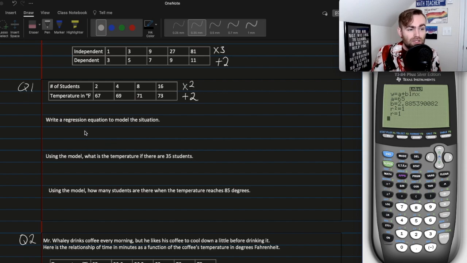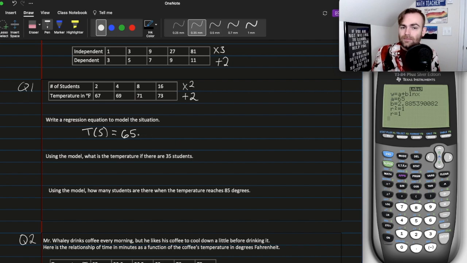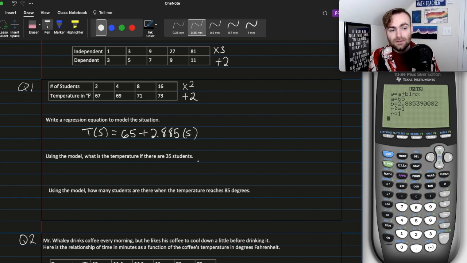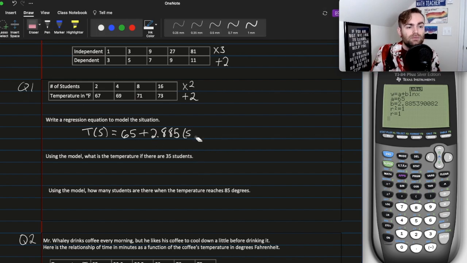So our regression equation is temperature, the output, so temperature per student, is equal to 65 plus 2.885 times, no, log s. Mr. Whaley, you're losing your mind a little bit. It's logarithmic. Natural log of s. So that would be our regression equation.